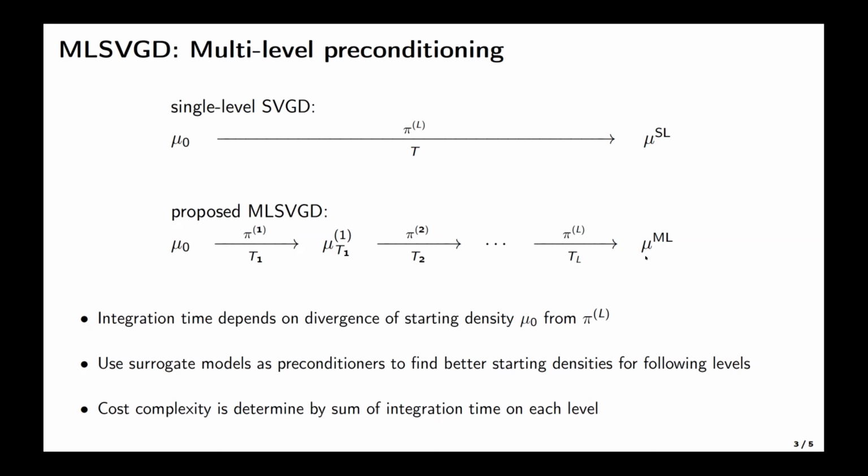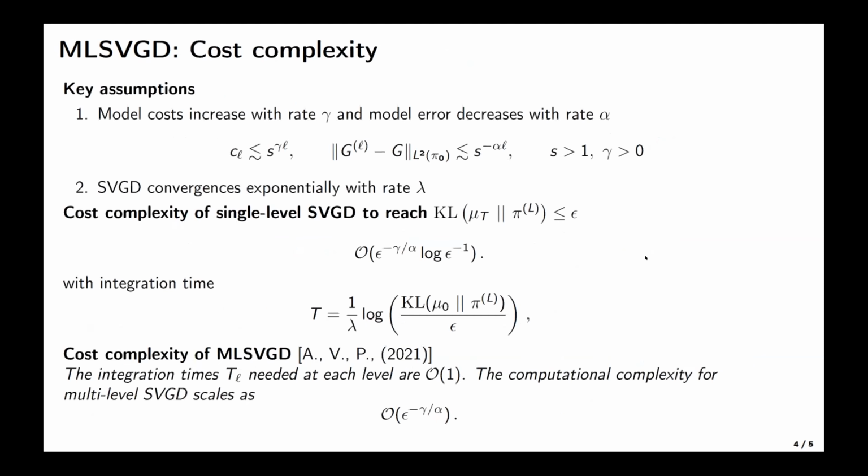And the hope is that multi-level SVGD will drastically reduce the time needed to integrate with respect to the high fidelity target. And the first way we show this is through a theoretical analysis of the cost complexities, which are done in the mean field and continuous time limits. And this analysis relies on a few key assumptions. First, we place assumptions on the cost of evaluating each surrogate model G_L, as well as the discretization errors. And next, we assume that SVGD converges exponentially fast, regardless of the starting distribution.